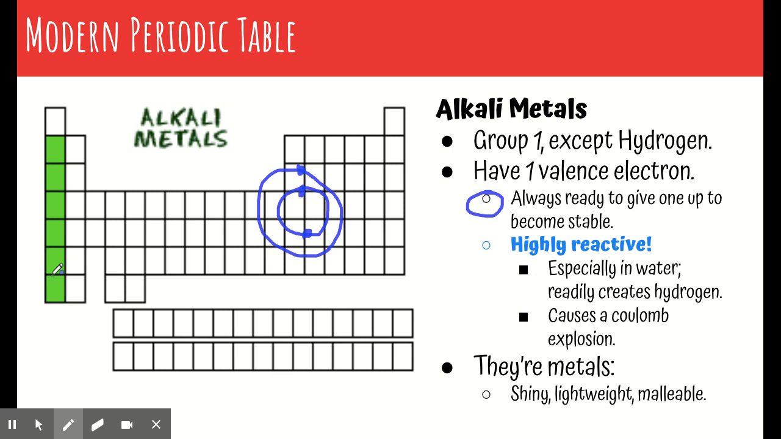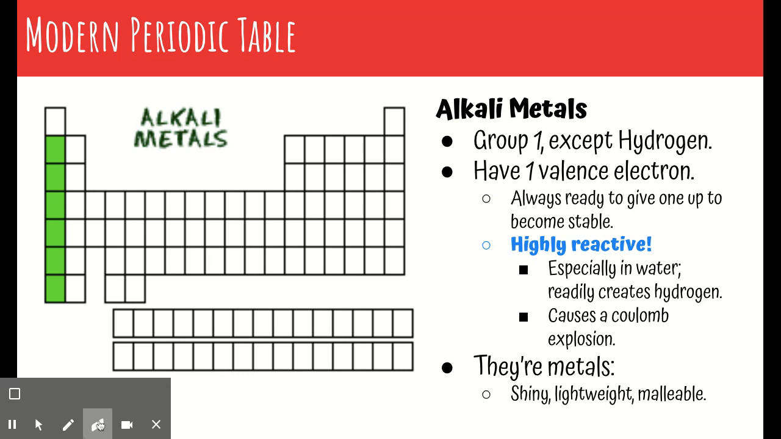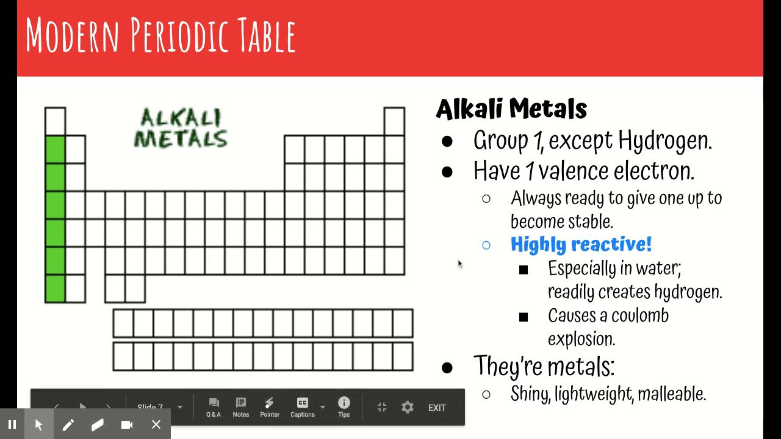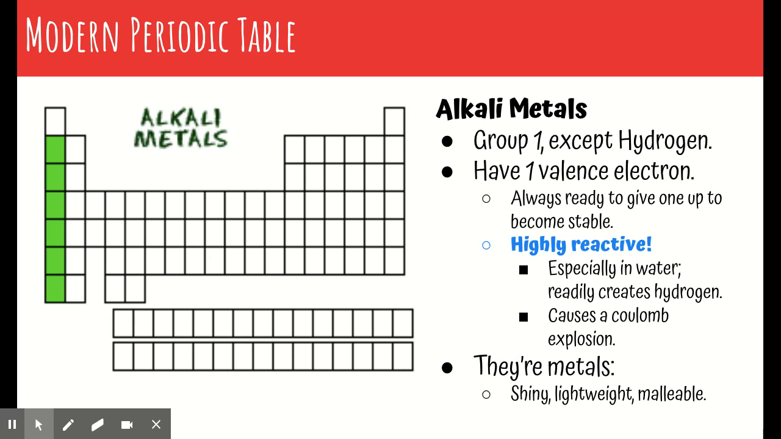So all these alkali metals are always ready to give up their outer shell electron to become stable. So all of these have one valence shell electron. They're ready to give it up. It's easy to bond that with something else. So that makes them super reactive. Let me erase all this. So these alkali metals are very, very highly reactive, especially on water. That's called a Coulomb explosion, and we'll talk about that a little bit later in reactions. But some of these metals are even so reactive that they'll react with just the humidity in the air. So they're stored in oils and things so that the air can't reach them.